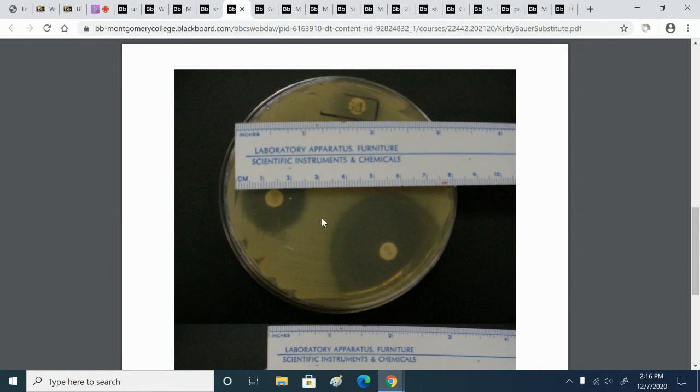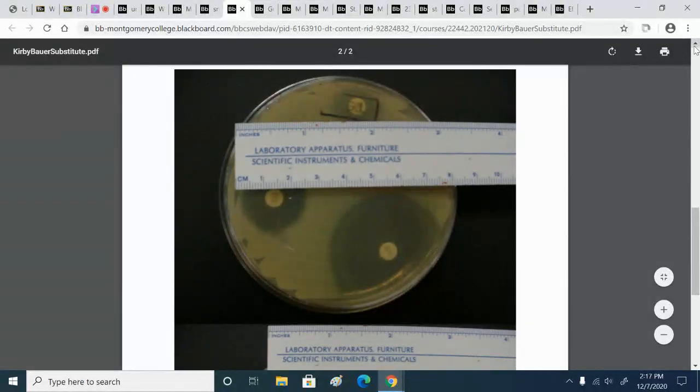And so all the discs are labeled, right? TE for tetracycline, P for penicillin, S for streptomycin. So again, we cover the entire surface of the agar plate with bacteria, and then we apply the antibiotic discs, incubate, the antibiotic diffuses and inhibits the bacteria, creating the zone of inhibition, and then we measure it. So here, for example, our zone of inhibition is about 25 millimeters, and that's for tetracycline.